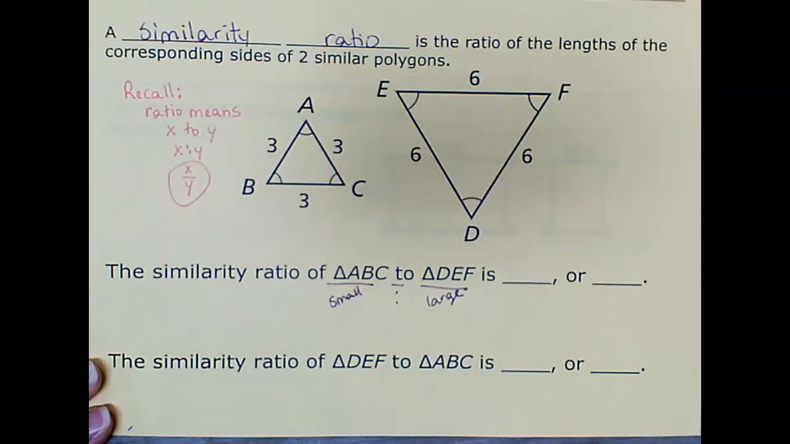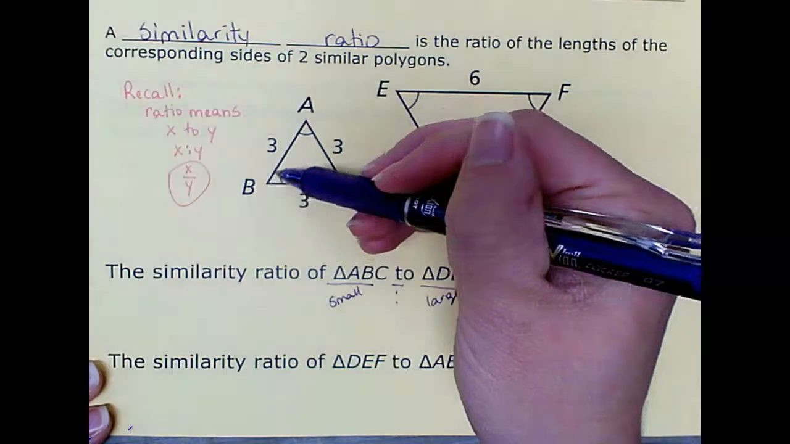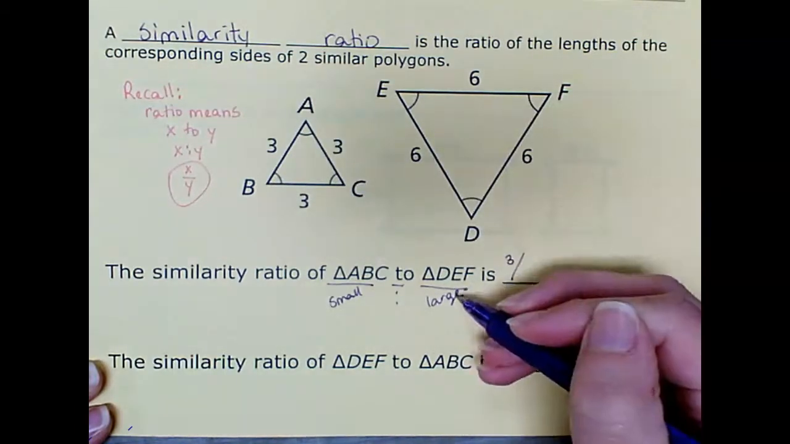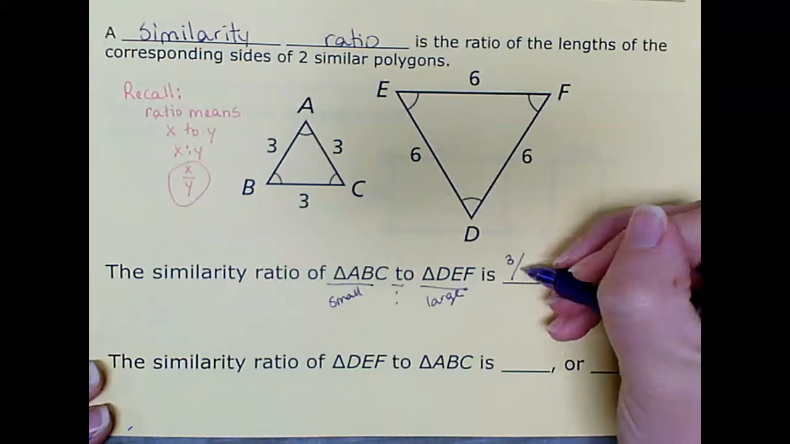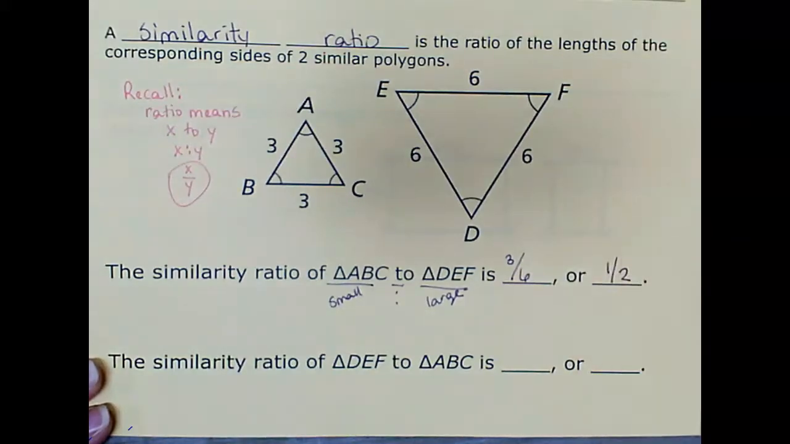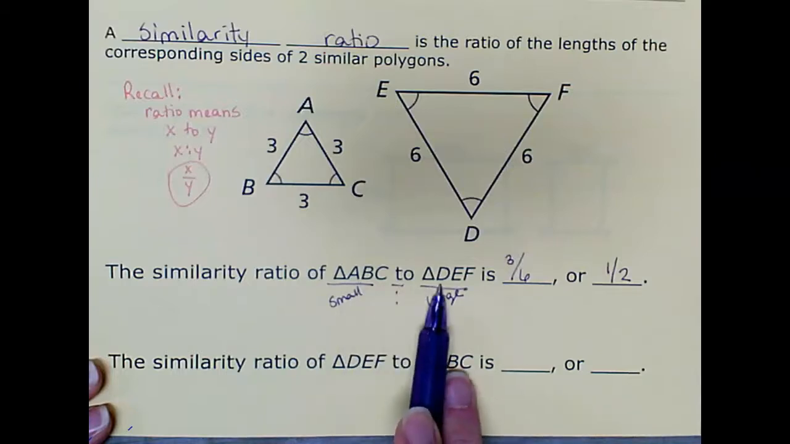So my similarity ratio, I can just go ahead and find one ratio for corresponding sides. So the small triangle has a side length of 3. The large triangle has a side length of 6. And 3 over 6 is 1/2. So there's my similarity ratio from triangle ABC to triangle DEF.